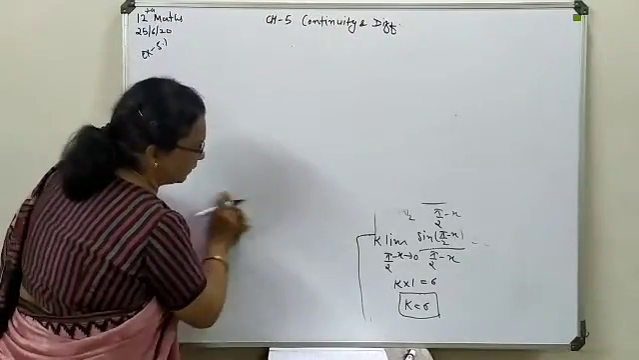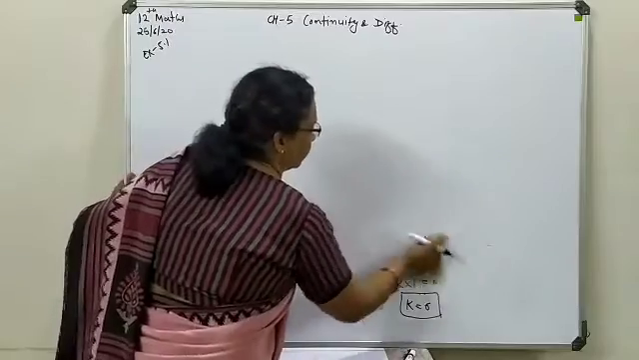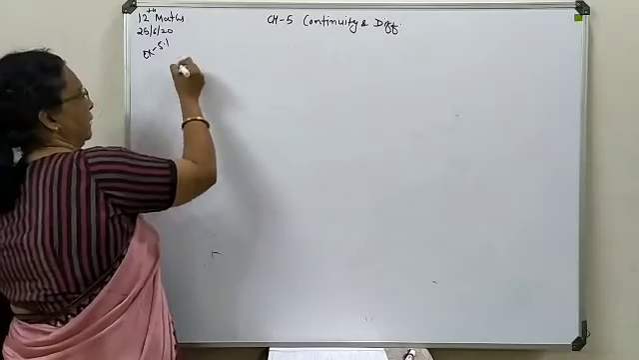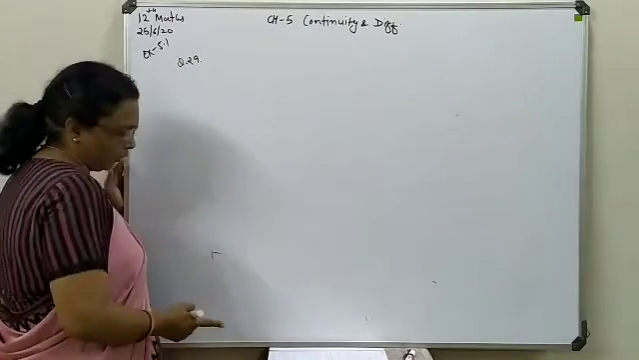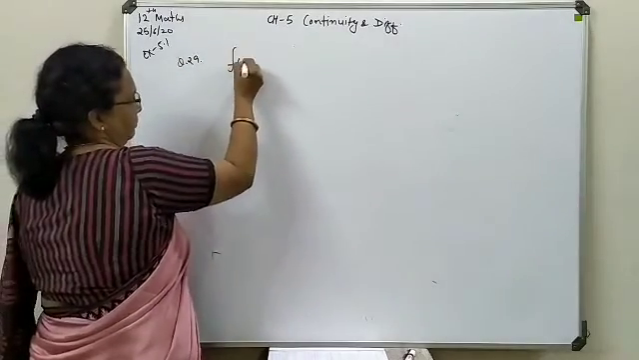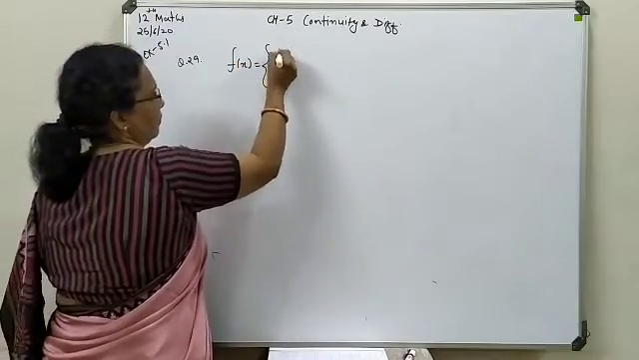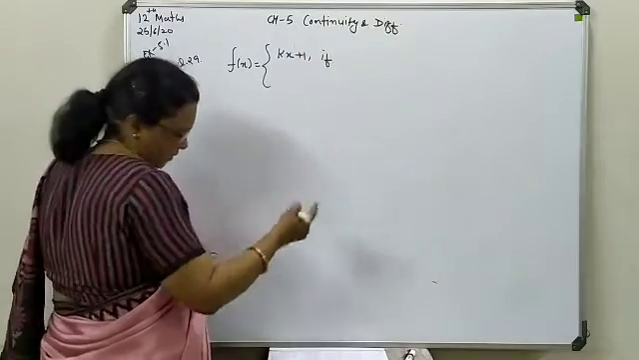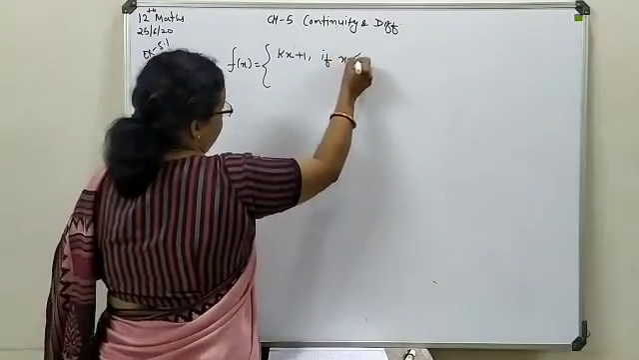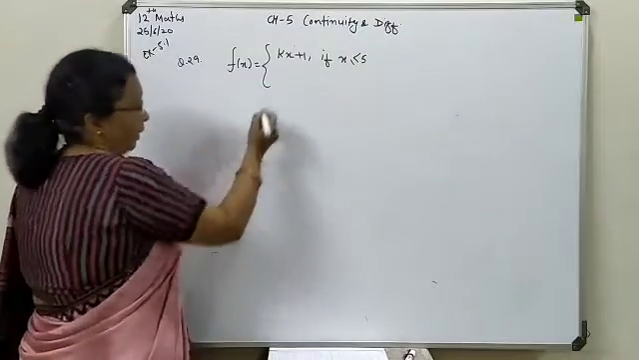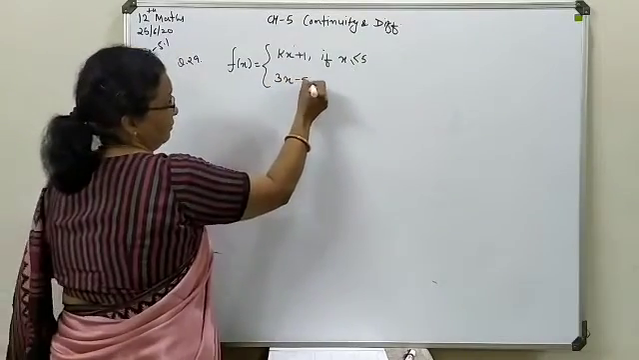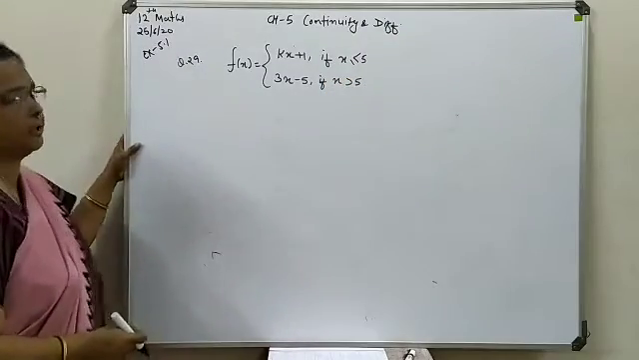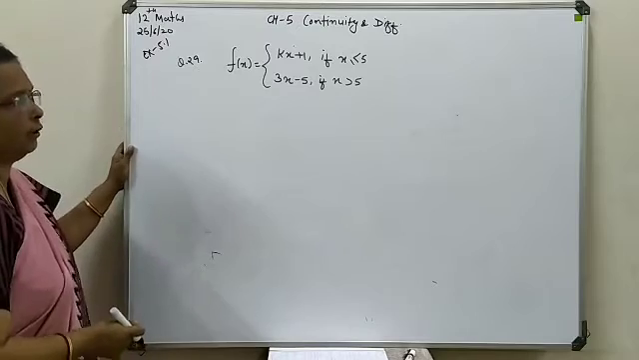In 9th one, algebraic expressions are available for evaluation of k value. So as in question number 29, your function is available as kx plus 1 for x less than or equal to 5, and 3x minus 5 if x is greater than 5, and your function is continuous at x is equal to 5, already given.